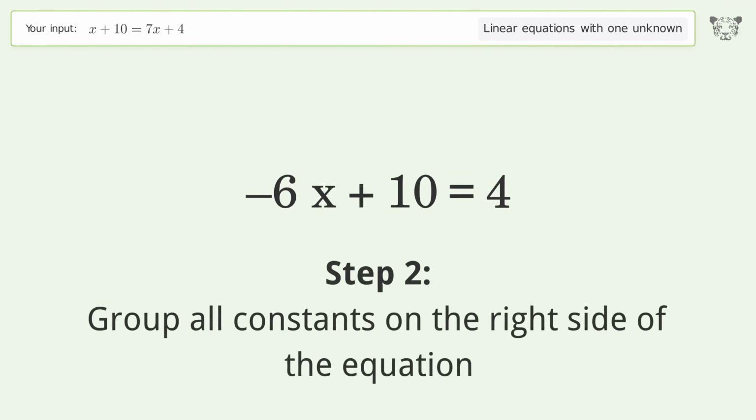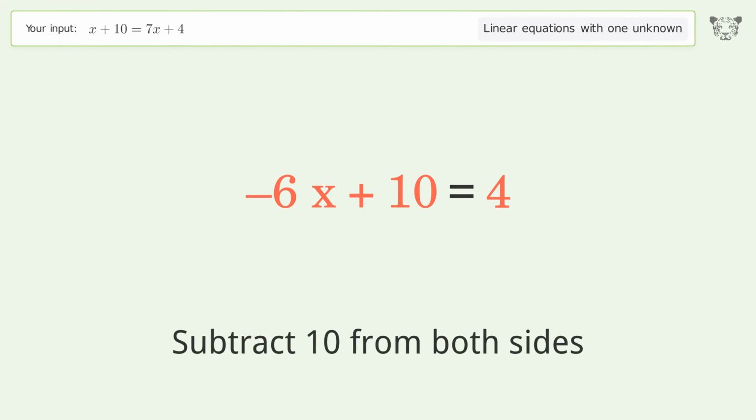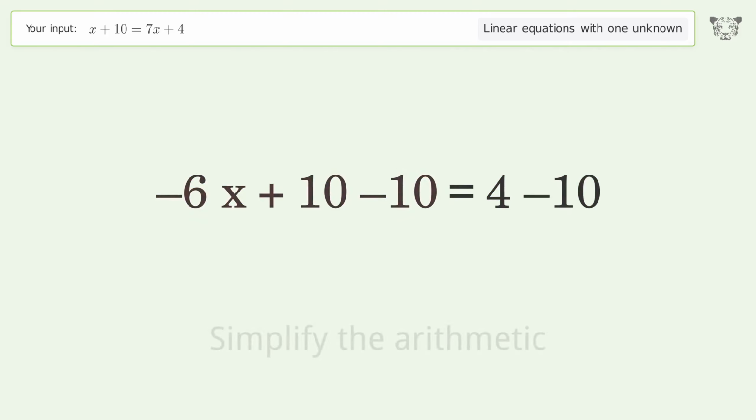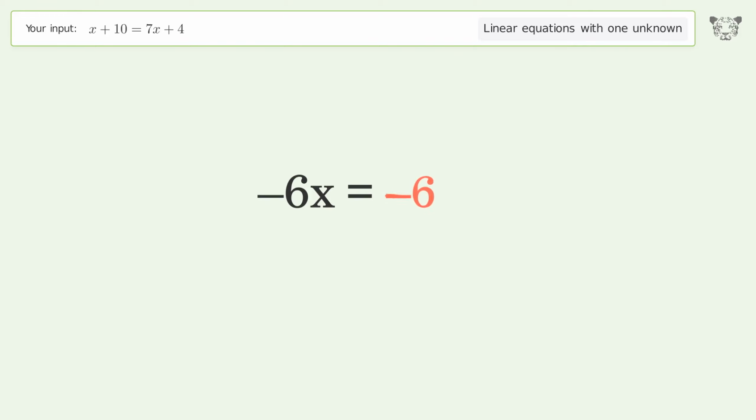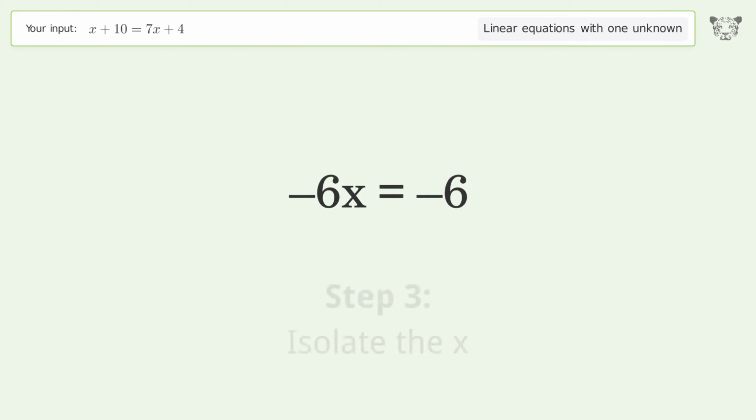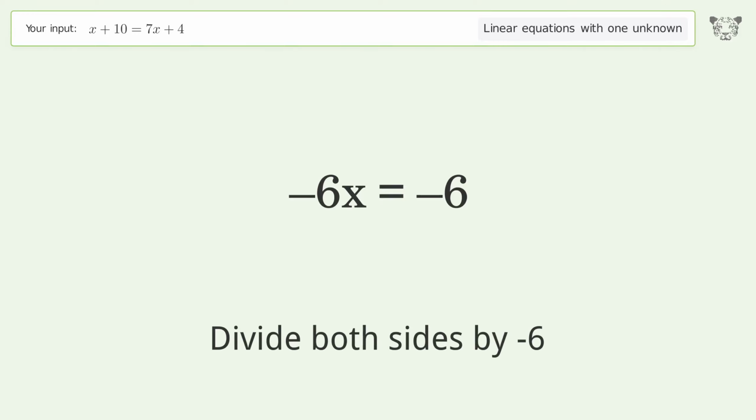Group all constants on the right side of the equation. Subtract 10 from both sides. Simplify the arithmetic. Isolate the x. Divide both sides by -6.